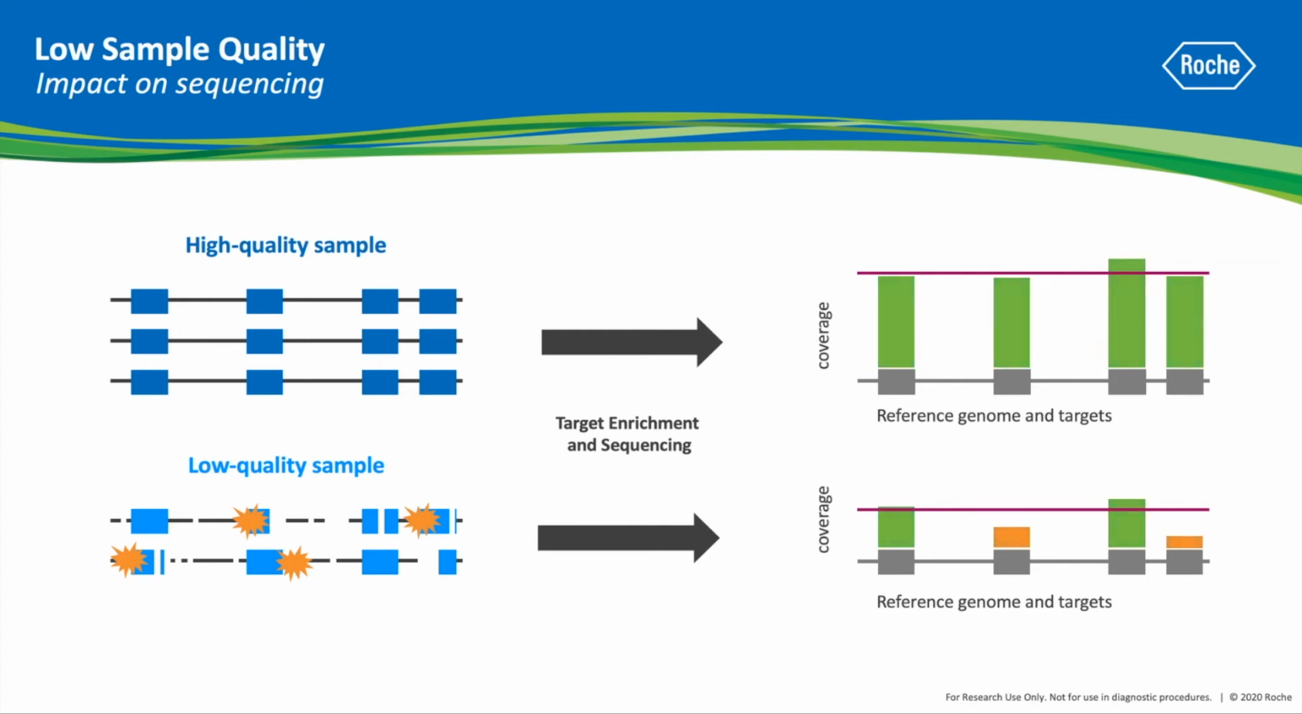Coverage uniformity is an important sequencing metric in NGS target enrichment because it measures how evenly each target region is covered. Low-quality samples can impact coverage uniformity due to poor library conversion, missing genomic regions as a result of DNA damage, or higher duplicate reads mapping to certain regions, all resulting in lower coverage compared to other targeted regions.